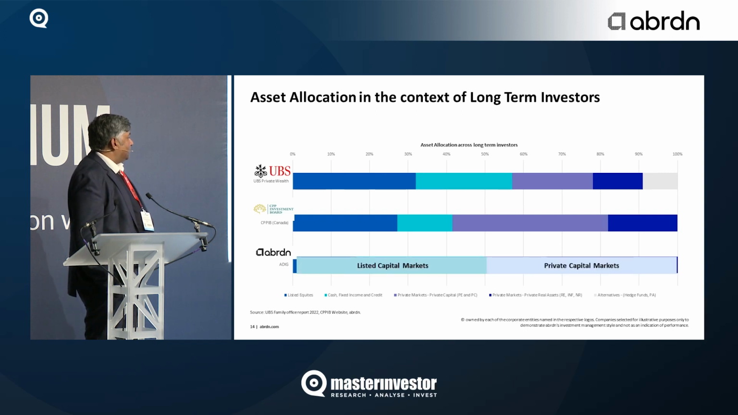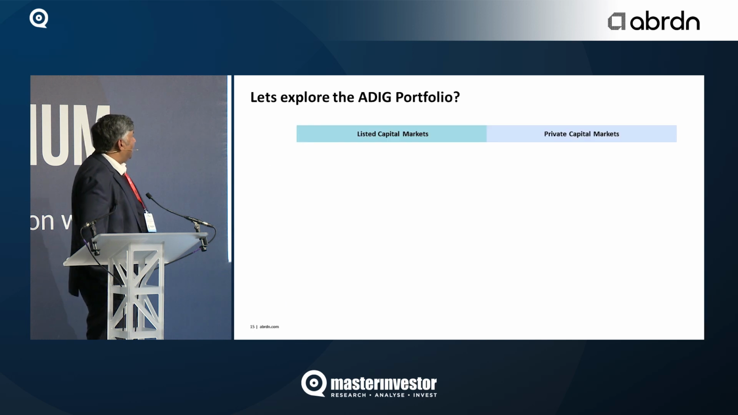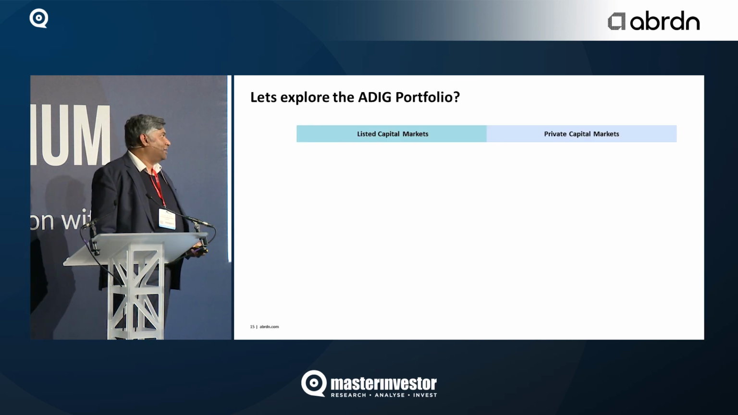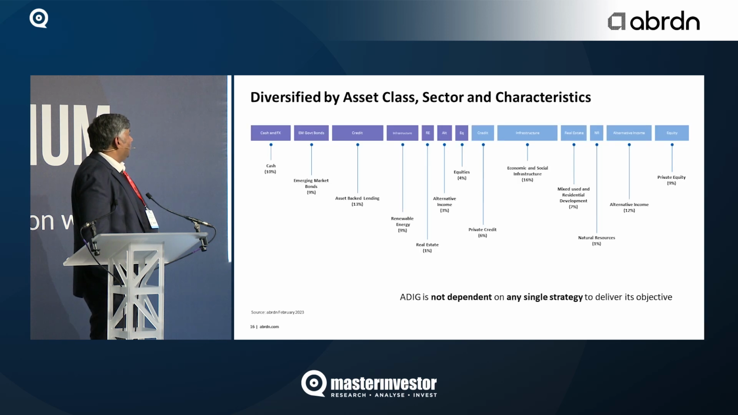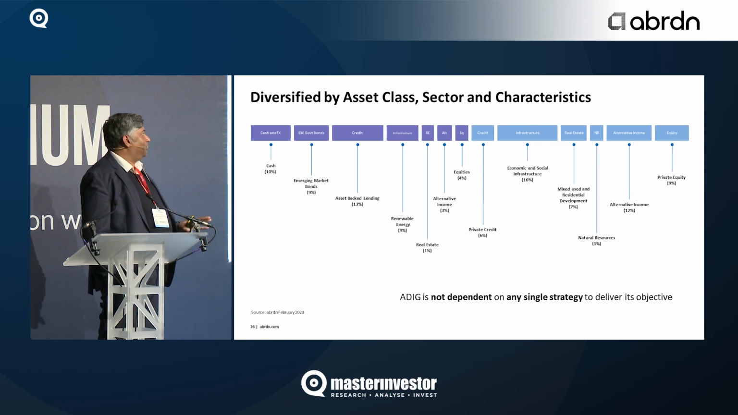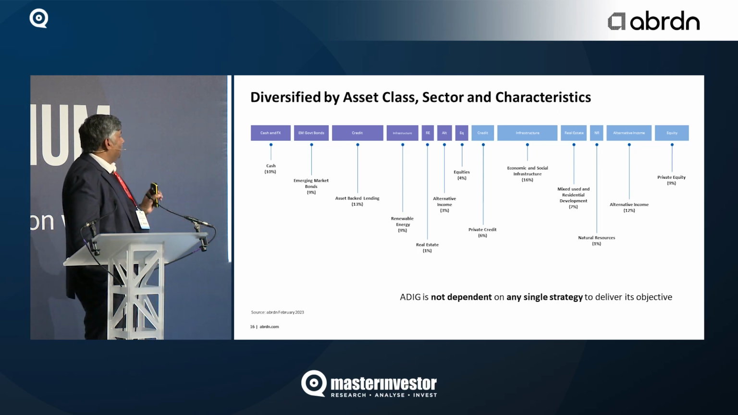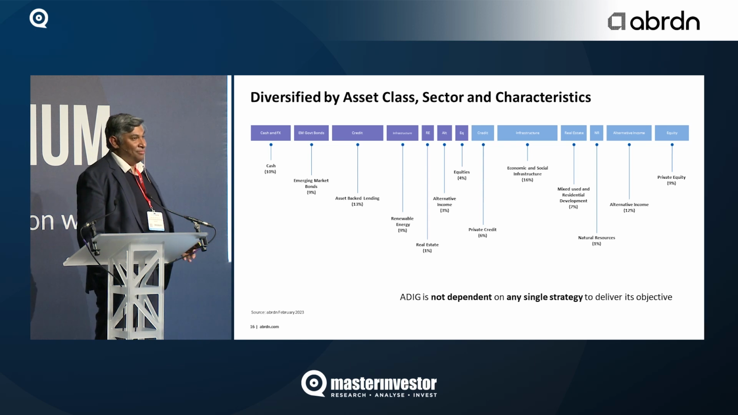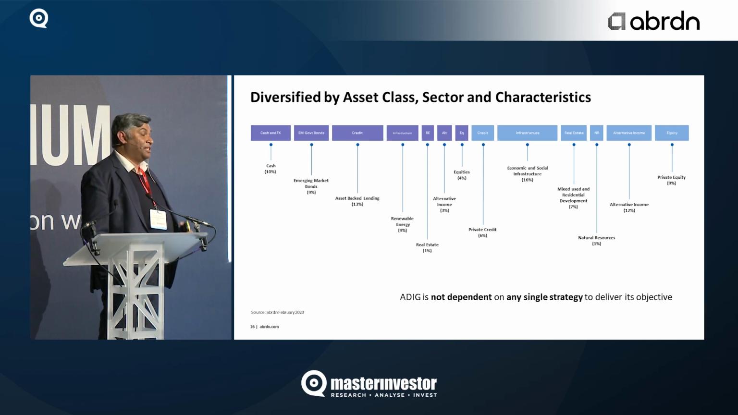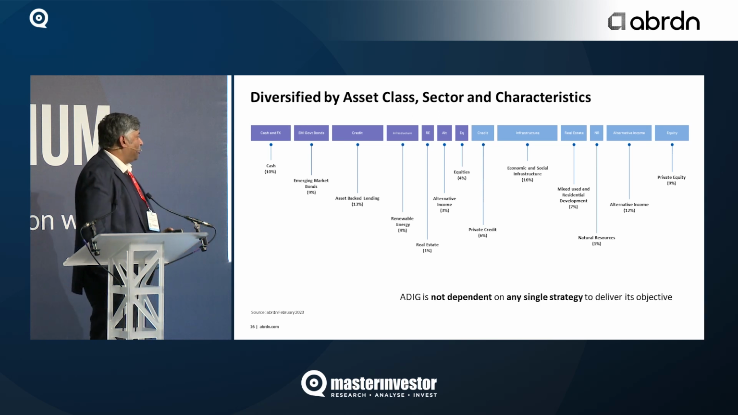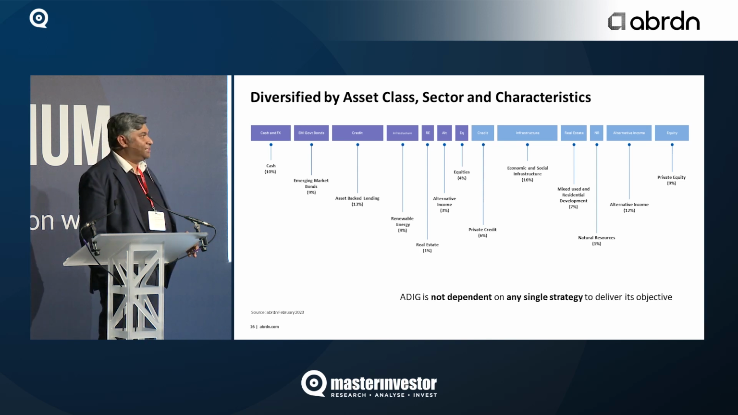So if we take that split and try to break it down, let's explore the portfolio in a slightly more segmented way. The portfolio is actually broken up into probably 13 different components, which sounds like a lot, but we'll talk about that in clusters. ADIG, as it says in the name, is diversified. We want to make sure that we're not dependent on any one single strategy to deliver the objective. To deliver that capital growth over the long term, we need to make sure that all of the parts in the portfolio can work collectively together.